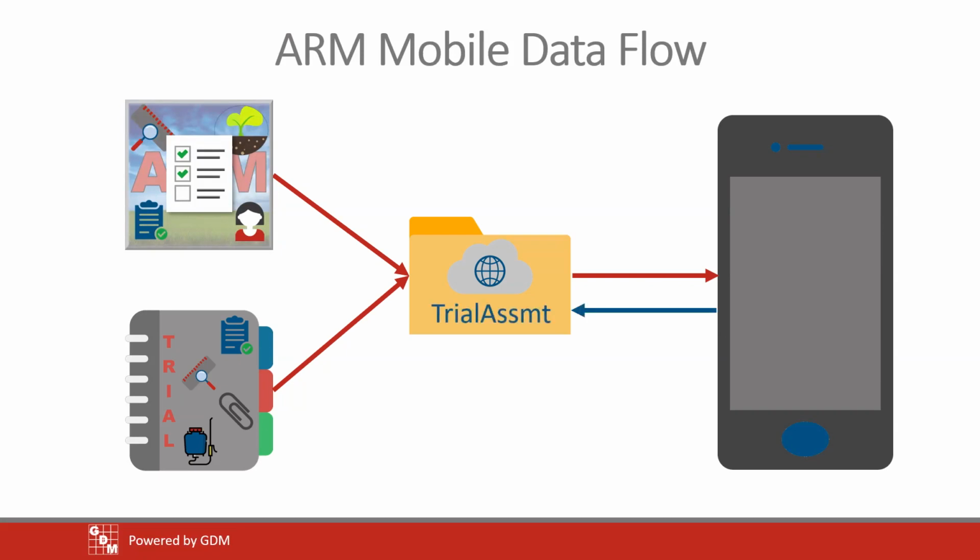After using the app to record data, taking pictures, reviewing the assessments, then you export the data to the cloud once you have internet access. ARM then automatically imports that data back into the trial file on the computer when that file is opened. You don't even have to do a special import. It'll just come in automatically when you are next working with that trial on your computer with ARM.